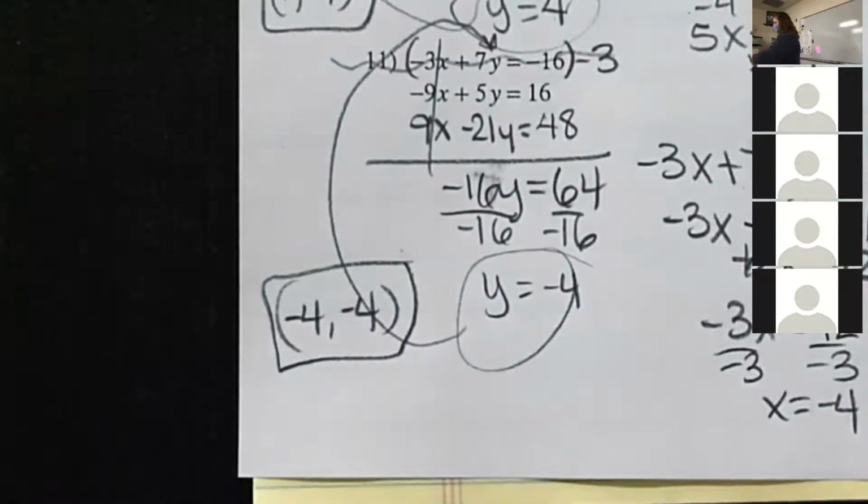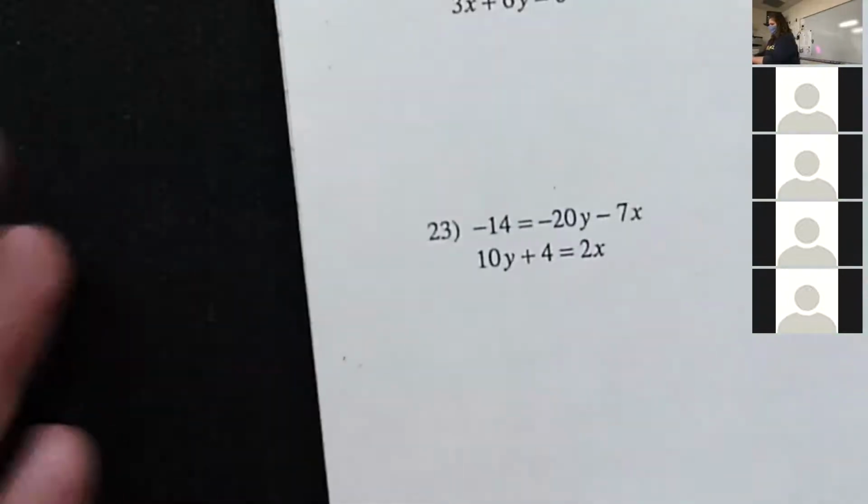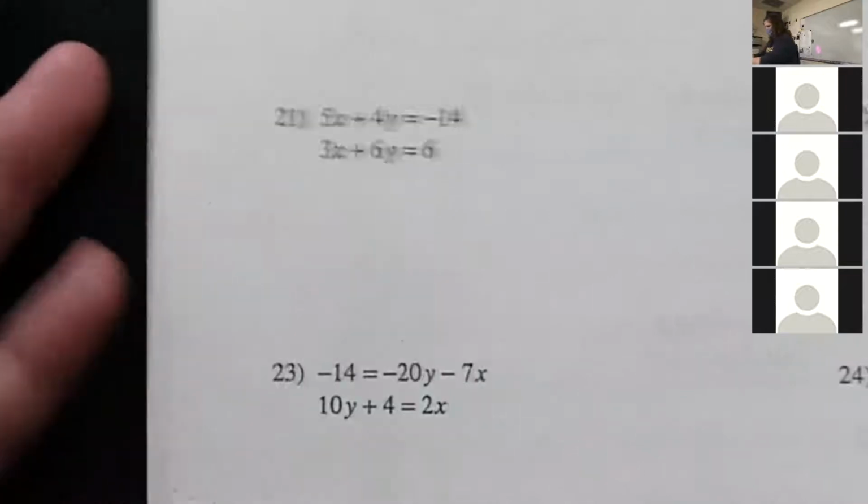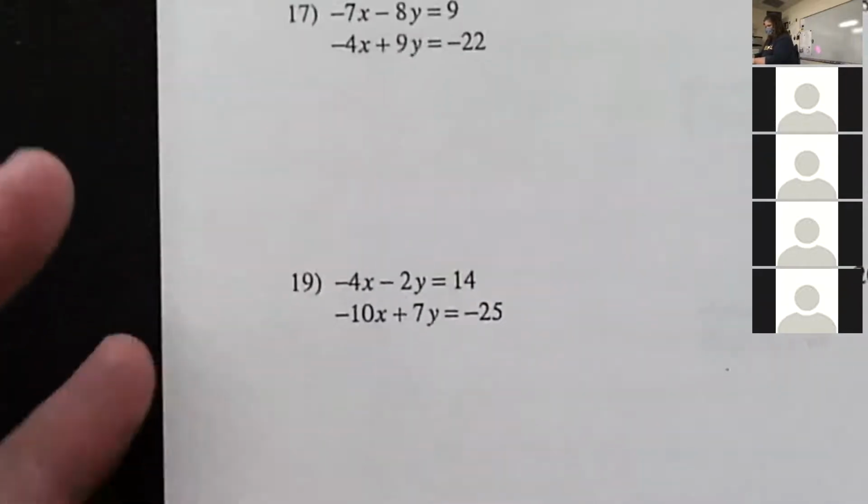Let's do one from the back. Back? So let's do, I think 17. Oh, why not? Sure, why not? Let's do 17.